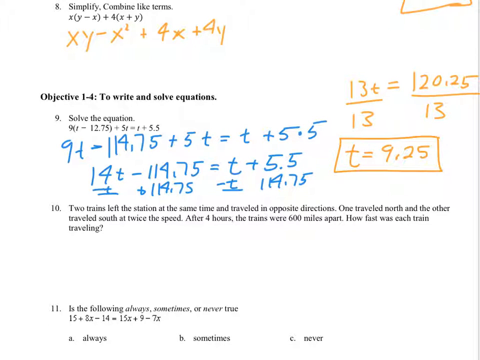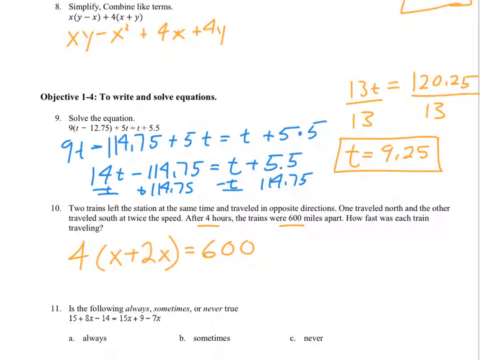Alright, number 10. 2 trains left the station at the same time, traveled in opposite directions. One traveled north, the other traveled south at twice the speed. After 4 hours, the trains were 600 miles apart. How fast was each train traveling? So, we know the time was 4 hours. We know the distance was 600 miles. We know the relationship between the two speeds. One was traveling at twice the speed. So if one is traveling at x, then the other would be traveling at 2x. So that's really the two different rates. We're adding them together because they're traveling in opposite directions. They were doing that for 4 hours, and that resulted in them being 600 miles apart.